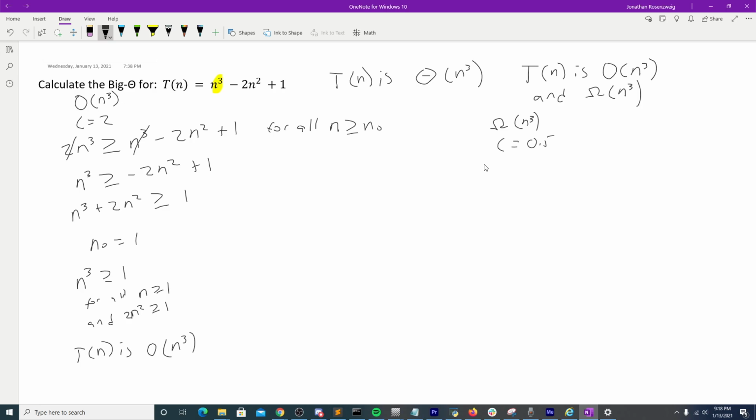And then we're going to go through the same process. We're going to write our statement that we're trying to prove, which is 0.5 n cubed is less than or equal to n cubed minus 2n squared plus 1.